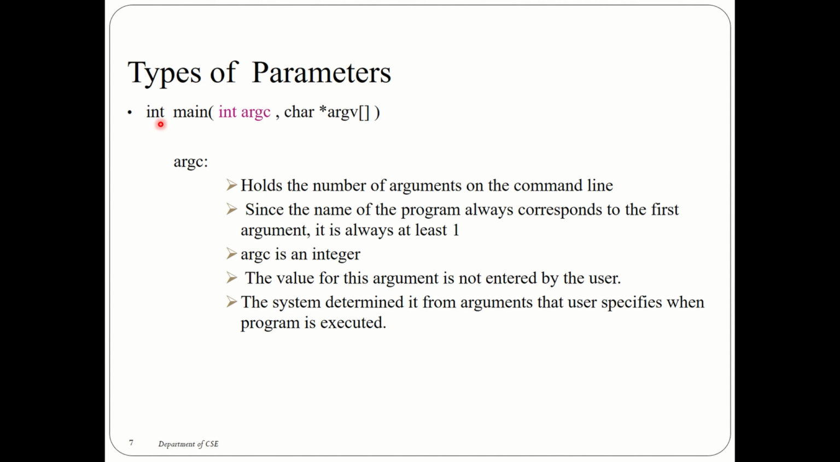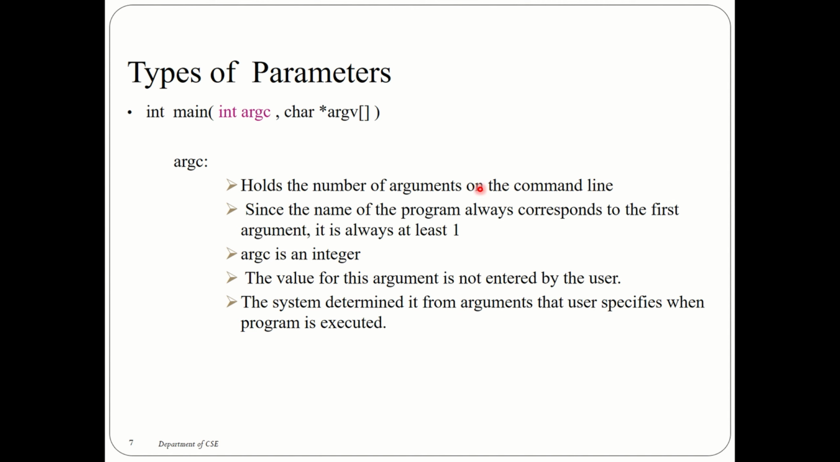So int main, this is the return type, and main is the name of the function. The first parameter is int argc, so argc is an integer, and the second one is argv. We will come to this later. First we will see what argc is. argc is nothing but the number of arguments on the command line.